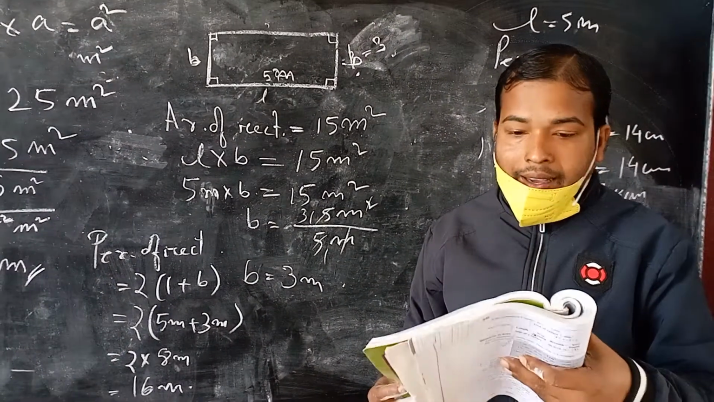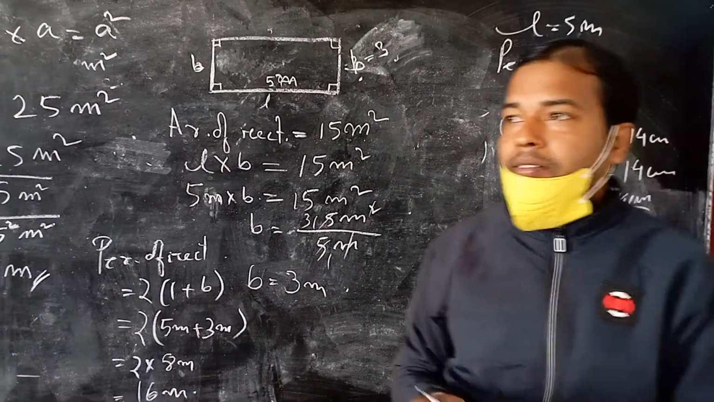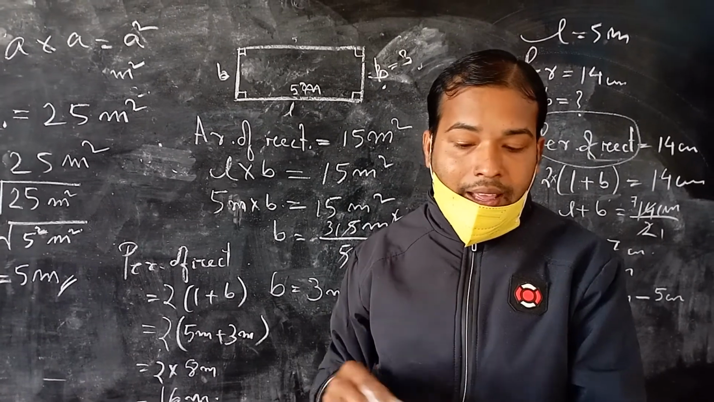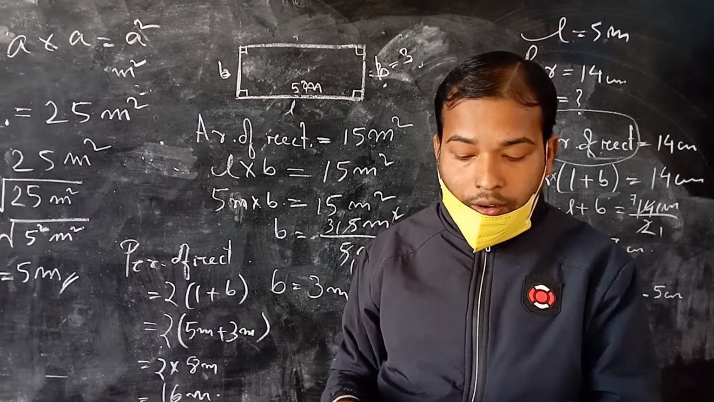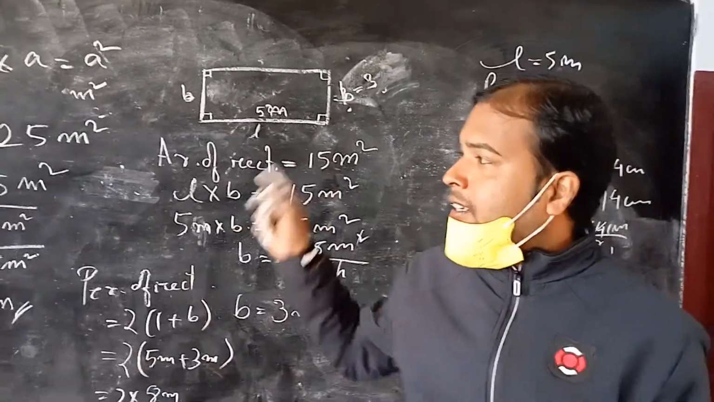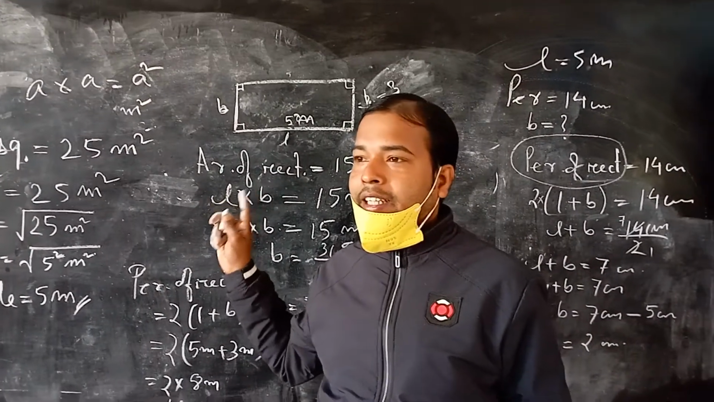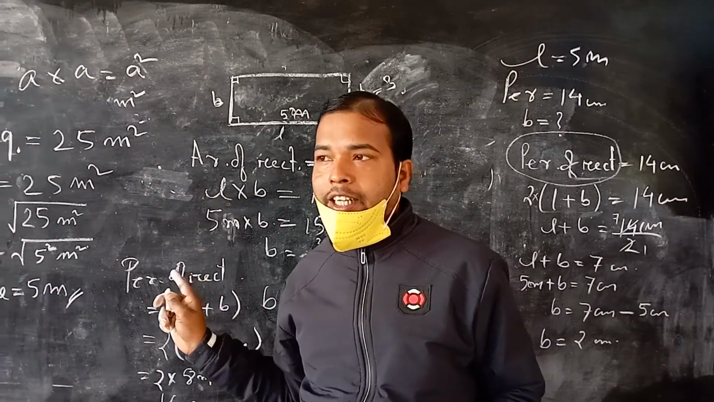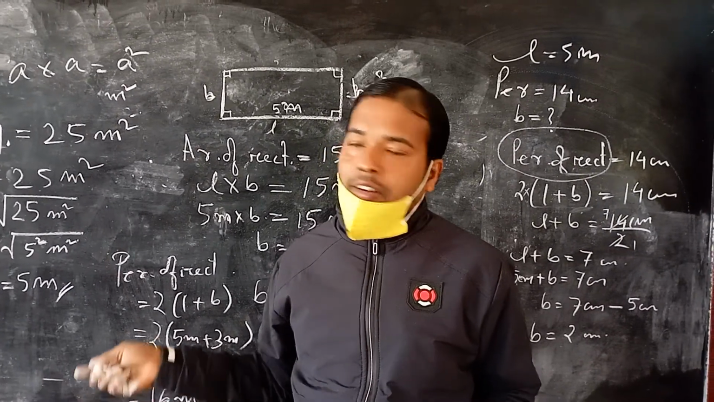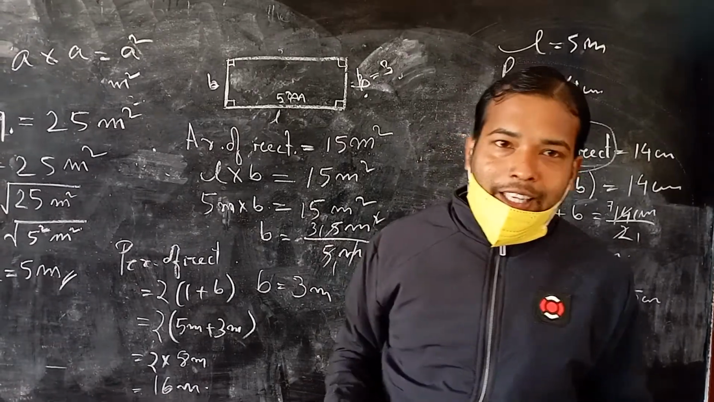Okay, these are the basics. Then tomorrow you have offline class. On that time I will explain the rest of the things. But you have to learn by heart perimeter of square, perimeter of rectangle, perimeter of equilateral triangle, area of square and area of rectangle. Okay, then thank you for today.